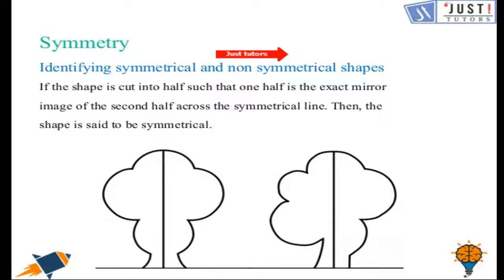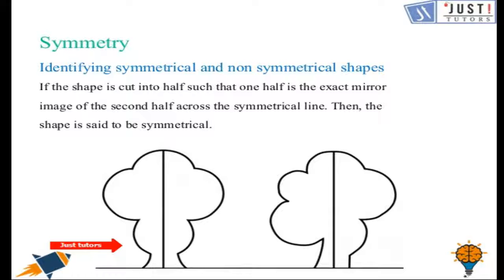Let's move ahead and let's begin with symmetry. Let's see how to identify symmetrical and non-symmetrical shapes. As we can see that it's non-symmetrical, which means it is just opposite of symmetrical shapes. So if a shape is cut into half such that one half is the exact mirror image of the second half across the symmetrical line, then we say that it is a symmetrical shape.